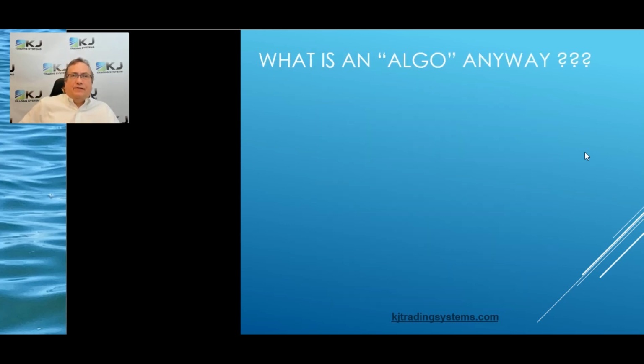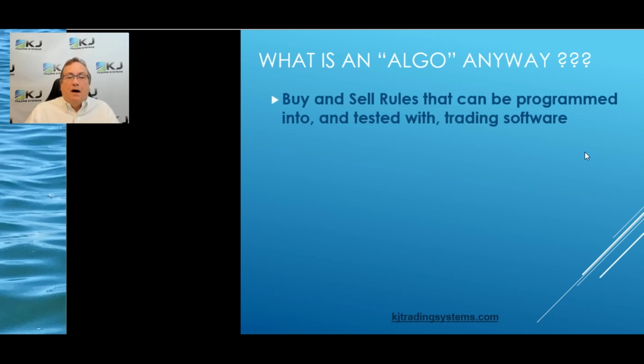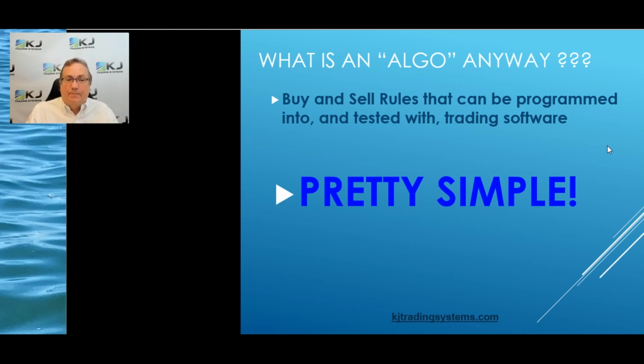Now let's back up. I said this is a simple algo. What's an algo anyways? For those of you who might not know, an algo is just buy and sell rules that can be programmed and tested with trading software. So use something like TradeStation or MultiCharts or NinjaTrader. You can use Python. All different types of software can program the rules. You historically test it and see which strategies work the best, and that's an algo. That by itself is pretty simple. Obviously, it can get complicated with what you develop, but the whole concept is just buy and sell rules that are computerized.